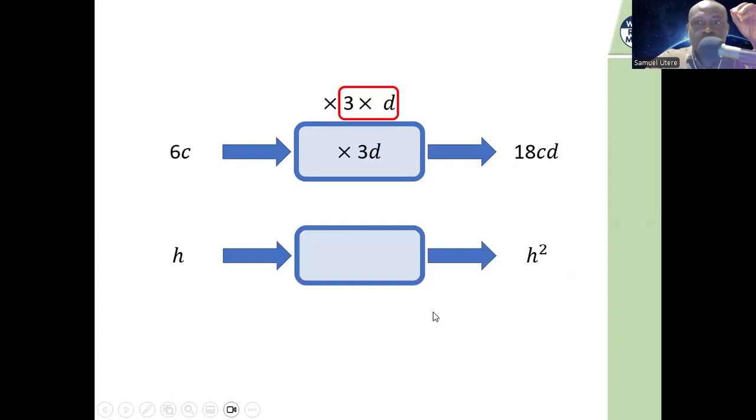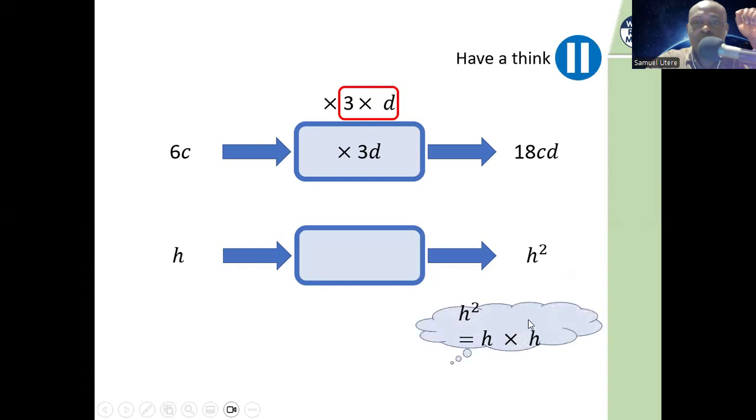Now, this shows that there is more than one way to get the same result. So if you remember, h squared will be h times h. So we could say, okay, the operation is to multiply by h. But someone else could say, no, I think it is to square h. So both are correct. You just need to know that there is more than one way to have the operation of the function machine.